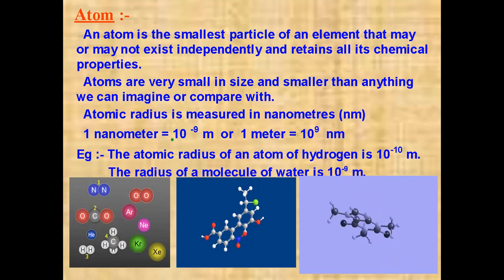1 nanometer is equal to 10 raised to minus 9 meter, or 1 meter is equal to 10 power 9 nanometer. Example, the atomic radius of an atom of hydrogen is 10 raised to power minus 10 meter. The radius of a molecule of water is 10 raised to minus 9 meter. So just imagine how small they are. Nanometers are so tiny.